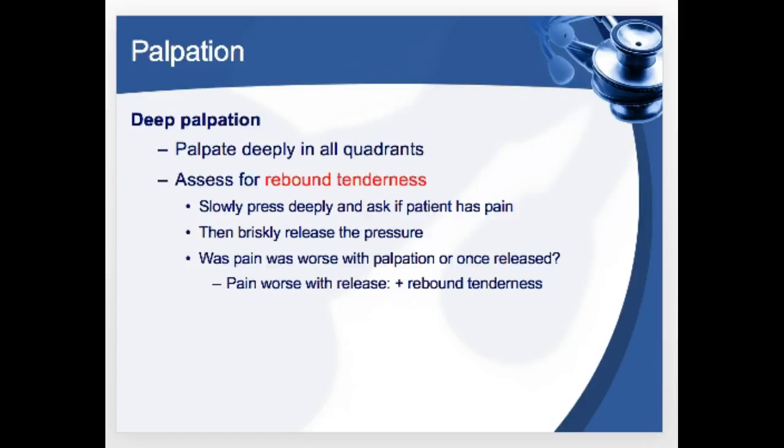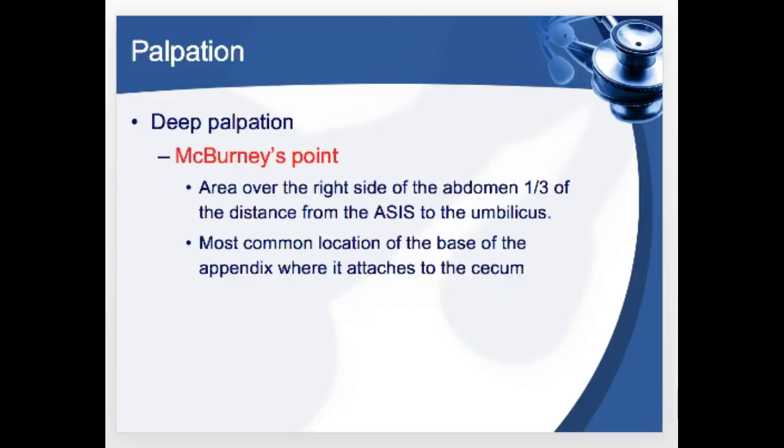If the pain is worse when you release quickly, then that's called rebound tenderness. That's because when you're pressing in deeply, you're slowly displacing the abdominal contents and any fluid and structures in there. But when you release quickly, you're allowing a rapid recoil of the contents, which causes a little more vibration. If the patient has any inflammation of nearby structures or any peritonitis, then that can cause more pain when you let go quickly.